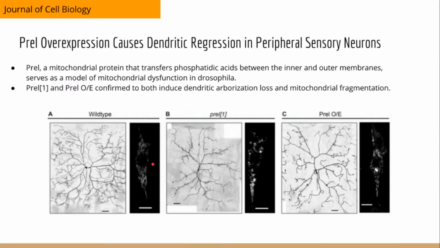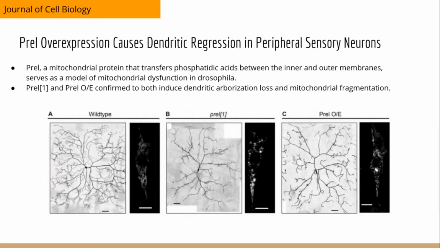Step 1 is to establish a model of mitochondrial dysfunction, a starting condition, and neuronal dysfunction, a result that can be measured. So they use these Drosophila peripheral sensory neurons that, when overexpressing PREL, experience mitochondrial dysfunction, culminating in the severe loss of dendrites. You can see this pretty clearly in the images.